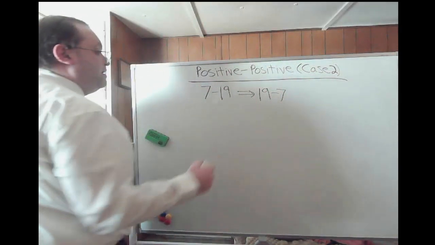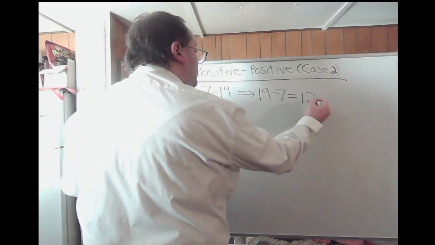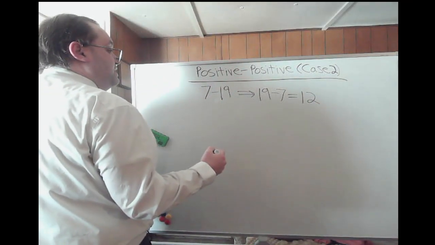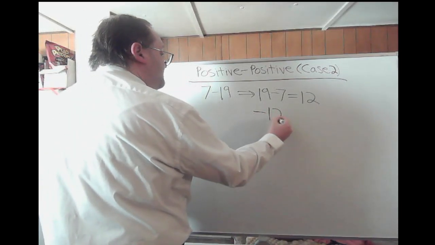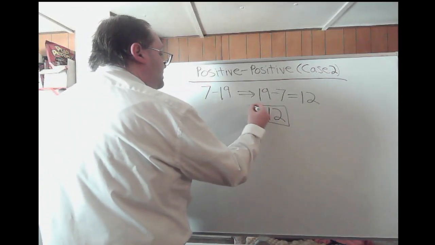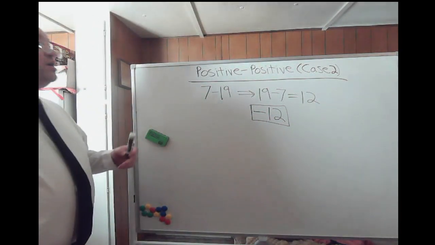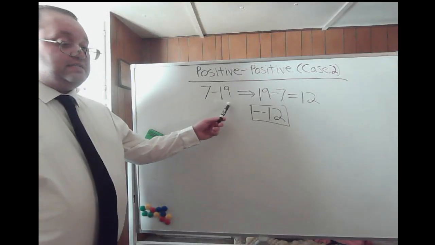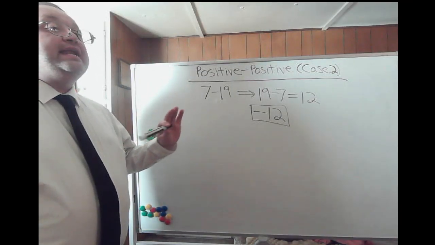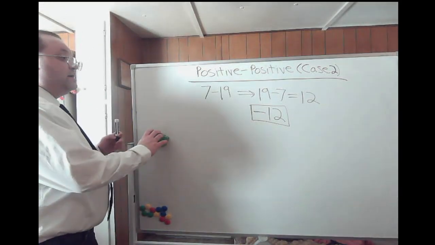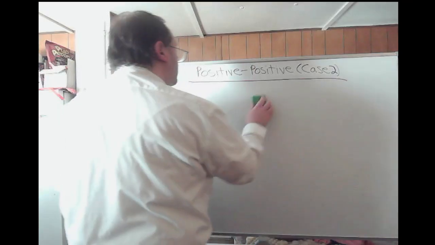What you can temporarily do is, instead of 7 minus 19, you can turn this into 19 minus 7 temporarily, switch them around, which 19 minus 7, well, that's 12. But since we determined we're going to get a negative result, you need to slap a negative sign in front of the answer. You'll get your actual answer of negative 12. So whenever you have a positive number minus a positive number and the first number is less than the second number, you'll always get a negative result. So be aware of that.